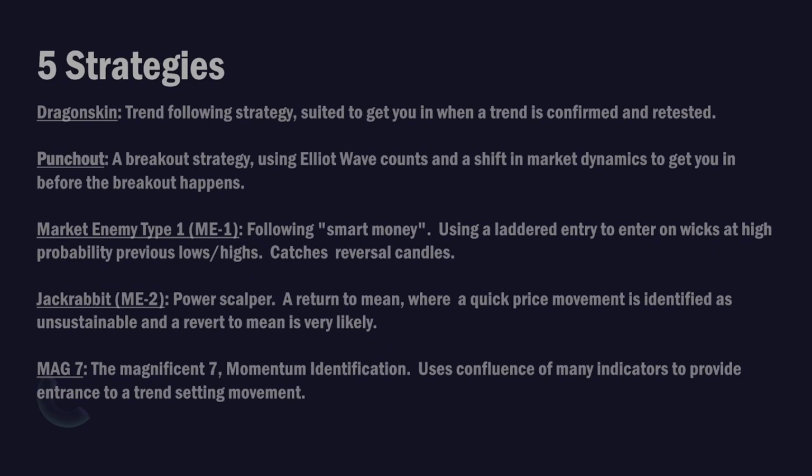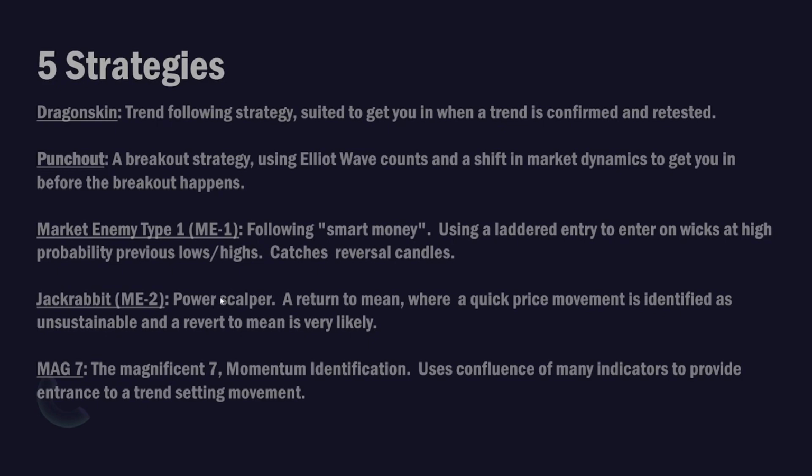Jackrabbit, the Market Enemy 2, power scalper. It performs better in ranging or kind of bullish territories. I myself haven't really found a way to make a shorting Jackrabbit a reality. That's not that I don't take shorts. I actually short more than I'm long, but I just haven't really found a way to use that symbol and specifically find a good short. It just happens too quickly.